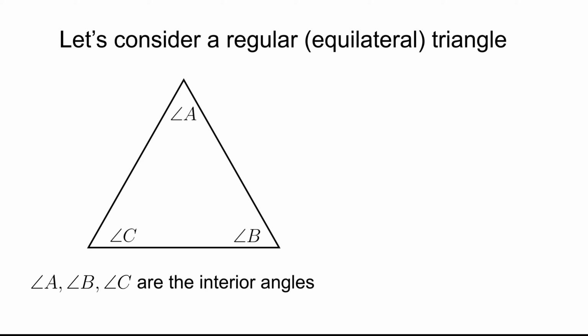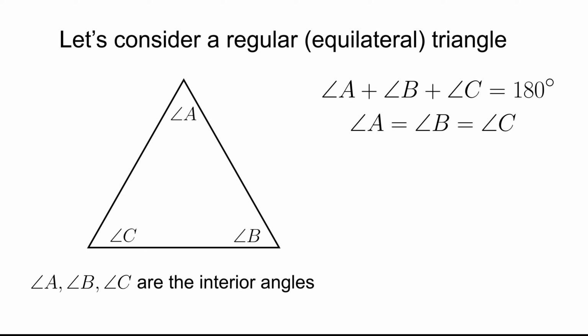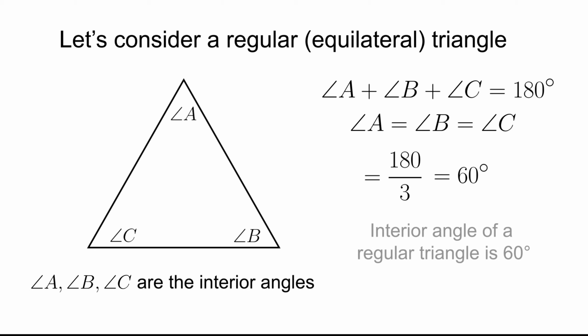To continue, let's recall two facts for this situation. The first is that the angles in any triangle sum up to 180 degrees. The second is that in an equilateral triangle, the angles are the same. Therefore, angles A, B, and C are equal. That means if we take 180 and divide it by 3, we get 60 degrees, or the value of one angle. This shows that the value of an interior angle of a regular triangle is 60 degrees.